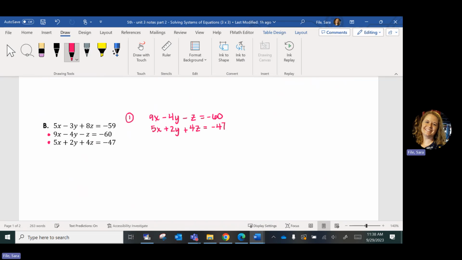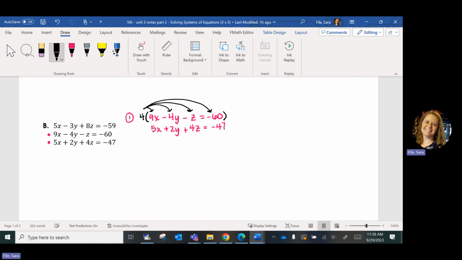Now, what am I going to have to do to this top equation to get those z's to cancel out? Multiply by 4. It's already got the opposite sign. This one's plus, this one's minus, so we don't have to change any signs. We just need to get the 4 over there. So we have to multiply, but remember we have to multiply everything: the x, the y, the z, and the constant.